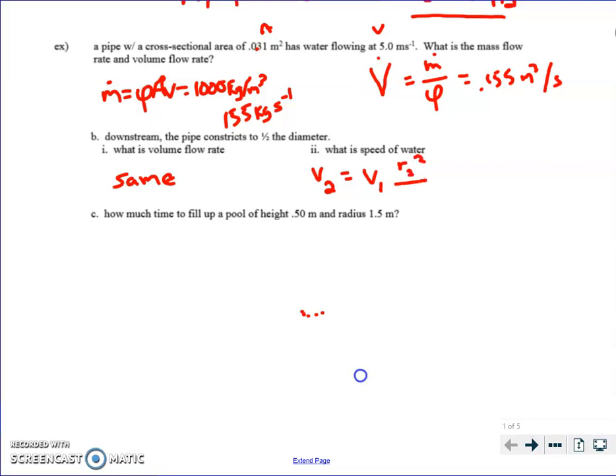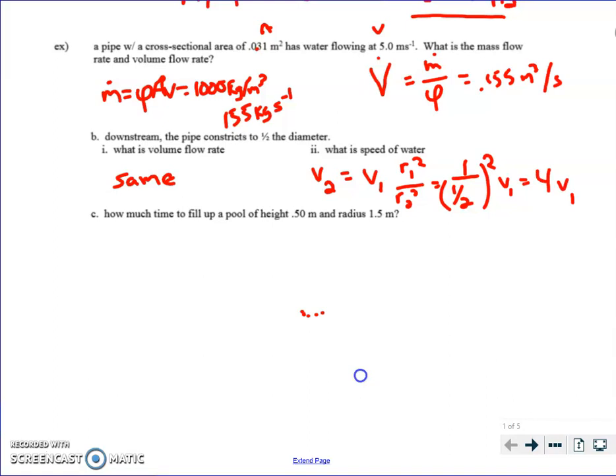R2 squared over R1 squared. So since we have half the diameter, okay, let me make sure I got that right. Nope, I got my subscripts mixed up. Silly me. R1 squared over R2 squared. So it's half the diameter, so it's going to be 1 over 1/2 quantity squared times V1, or 4 times the velocity.